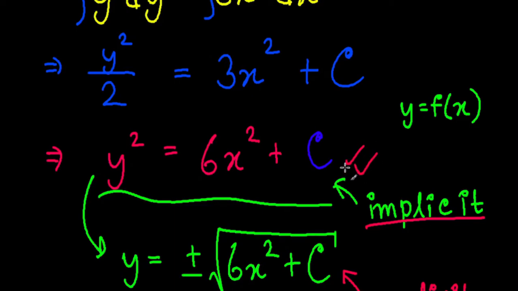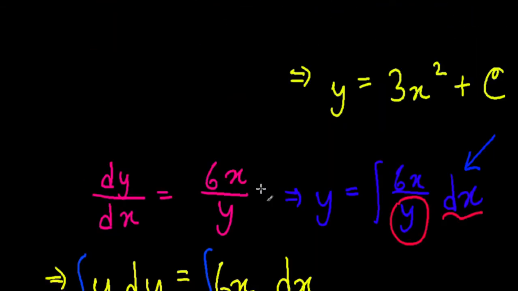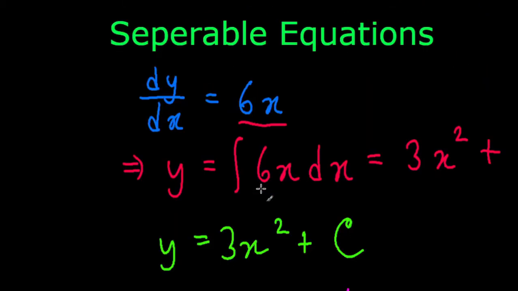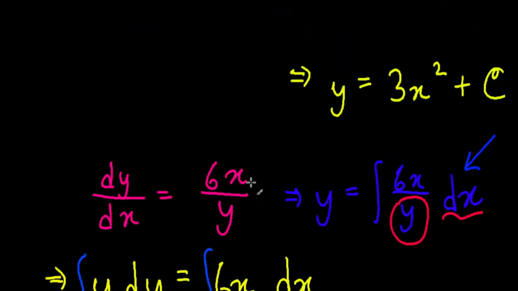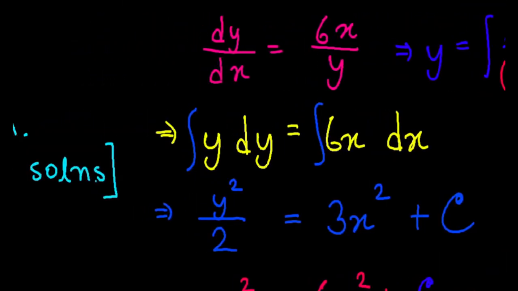This is very valid as a solution. Drum roll, there's some reason for congratulations. We did find our solution, right? So this is basically the gist of separable equations. Basically, you're trying to separate your variables, and then take the integral on both sides. So this is the gist of it.